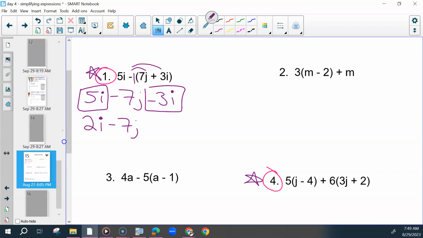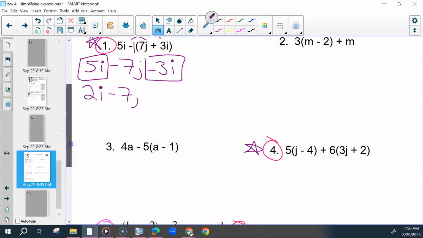I don't know if it was this class or a different class. Anytime you have different variables, it's always going to be in ABC order. So I before J. Questions on that one? So always ABC order, always highest exponent, and then variable, and then constant. Yes.